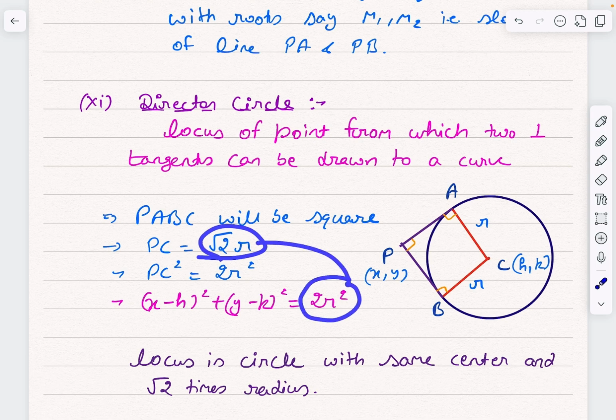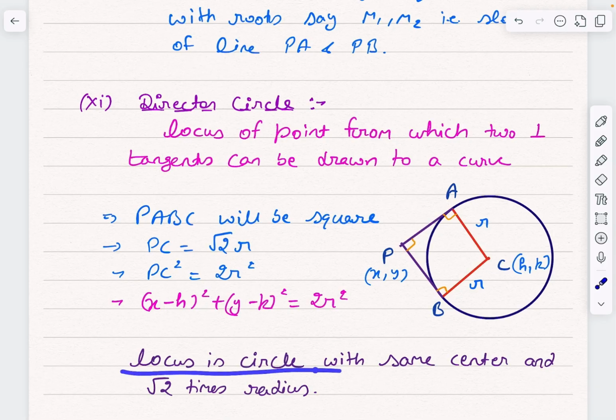Square is 2R square, so radius will be root 2R. So we say the locus is a circle with the same center and root 2 times the radius. This is very, very important for circles. It will basically be important for conic sections, all of them.